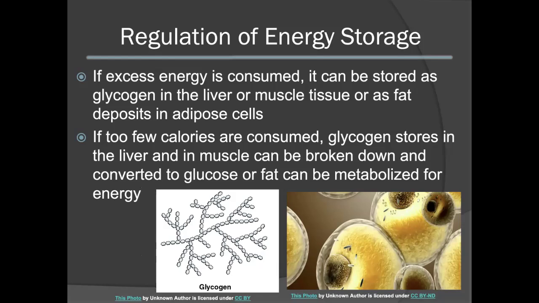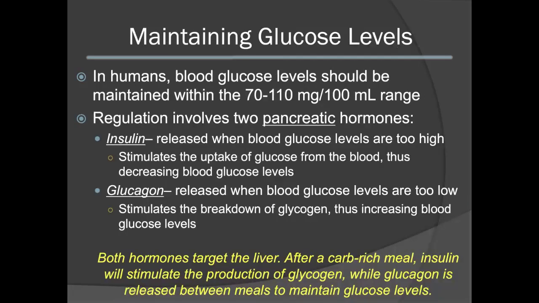However, if too few calories are consumed, these glycogen stores in the liver as well as the muscle can be broken down and converted to glucose. In addition, fat can also be metabolized as an energy supply. It is also important to maintain glucose levels in the body. In general, in humans, blood glucose levels should be within 70 to 110 milligrams per 100 mils.